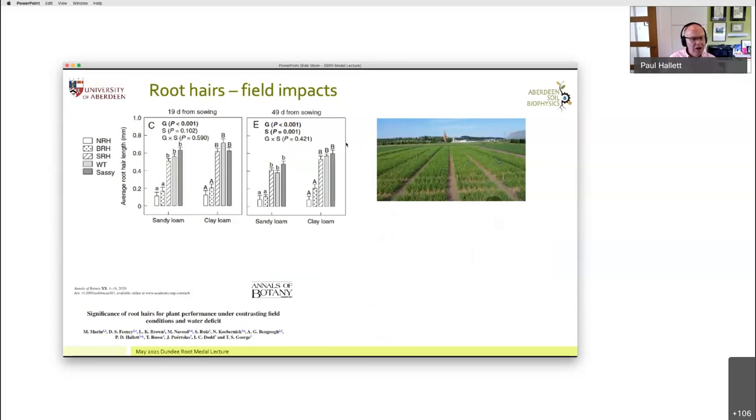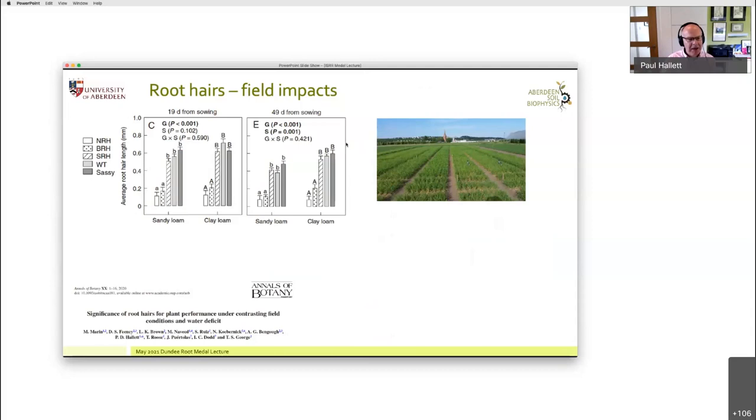So on the left, we've got all these different shades. NRH is no root hairs. BRH is a bald root hair. SRH is a short root hair. WT is wild type. And Sassy is a KWS variety, which has very prolific root hairs.